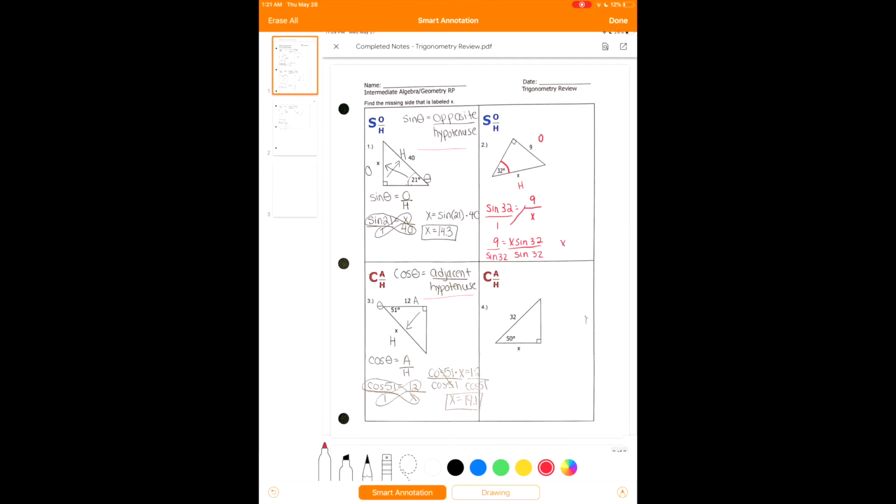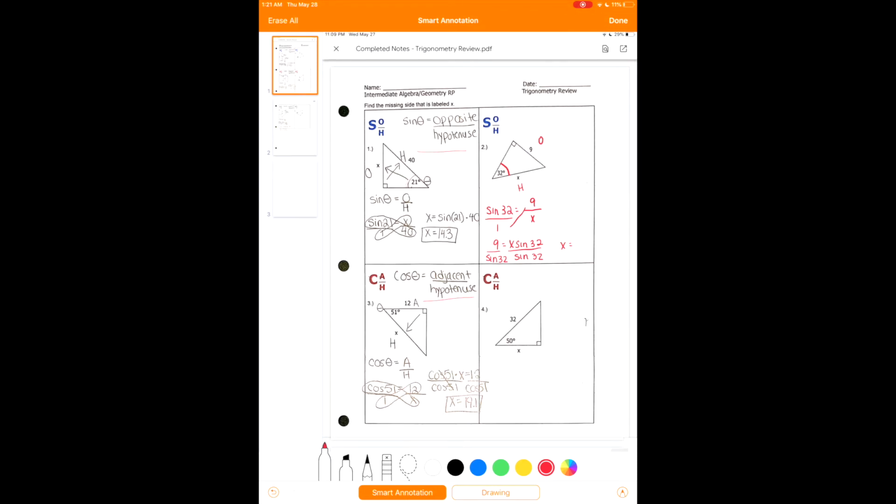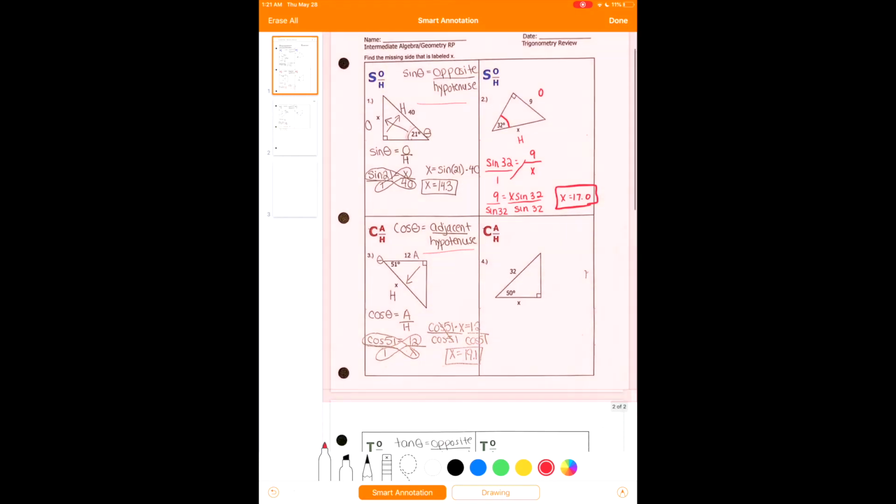which you can do right in your calculator. And it's not giving me anything to round to, and so we're just going to follow along with Miss Daly's lead and round everything to the nearest tenth. So in my calculator, I'm going to plug in 9 divided by sine 32. I'm going to make sure that my calculator is in degree mode. And the answer I got was 16.98, which I'm going to round up to 17.0. That's my answer for number 2.